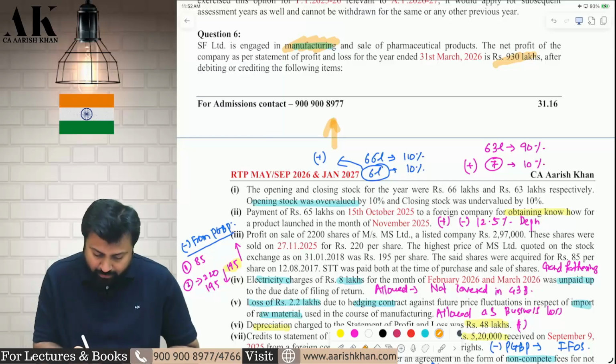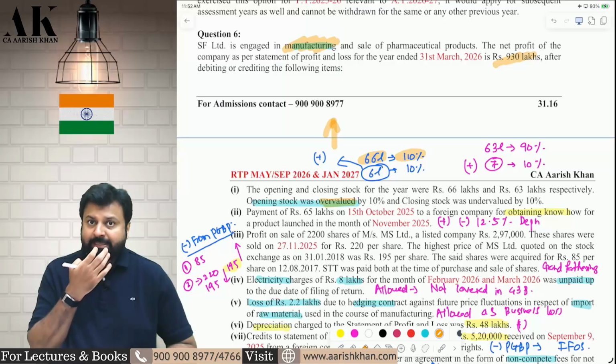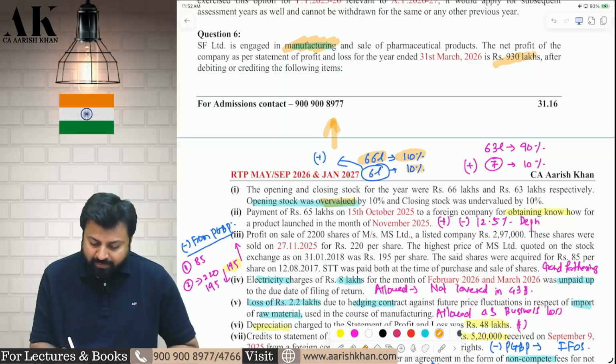The opening stock is overvalued by 10%. Now the opening stock is 66 lakhs. It is overvalued, which means it is standing at 110%. Therefore, how much is it overvalued? So 10% is how much? 6 lakh. It is overvalued.